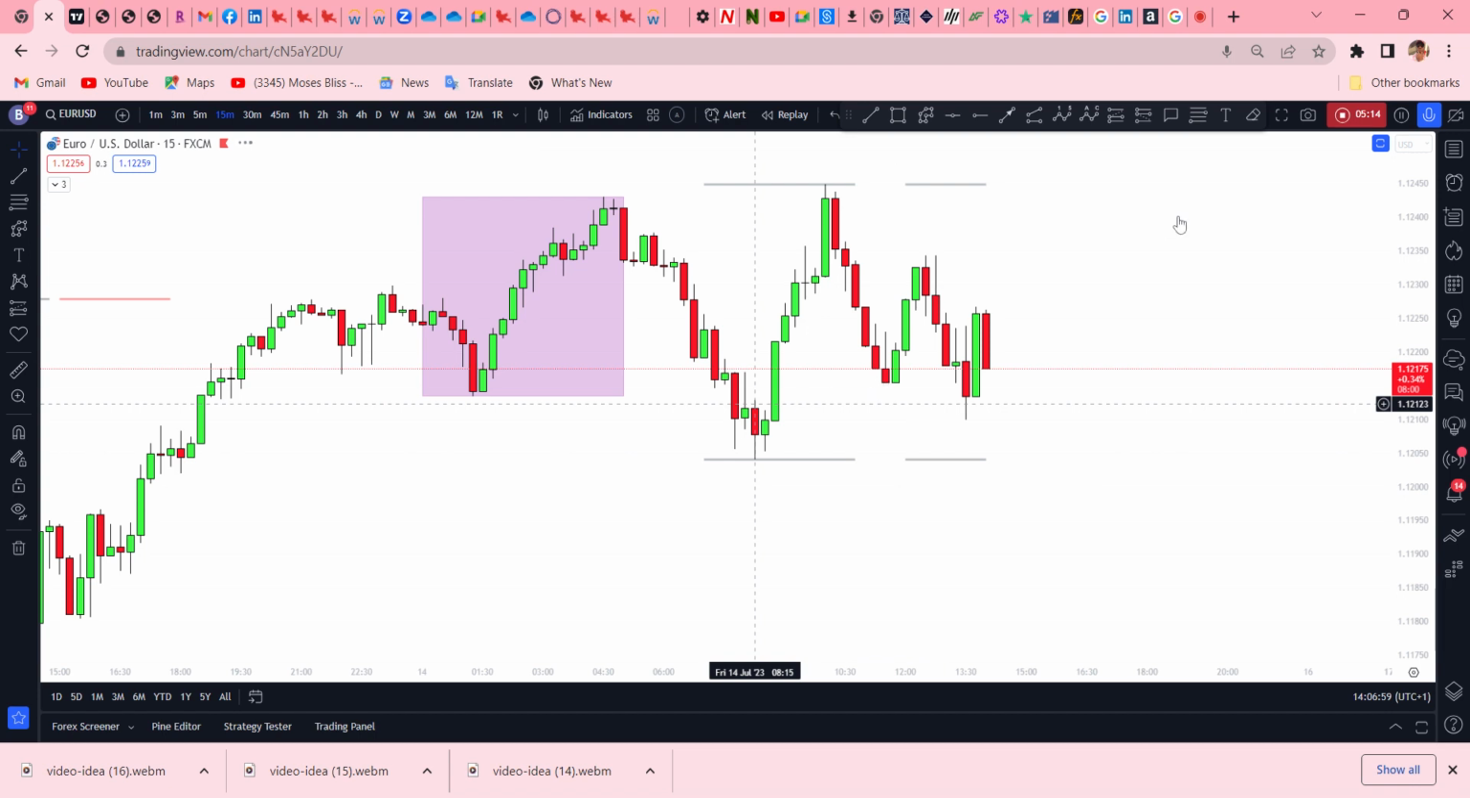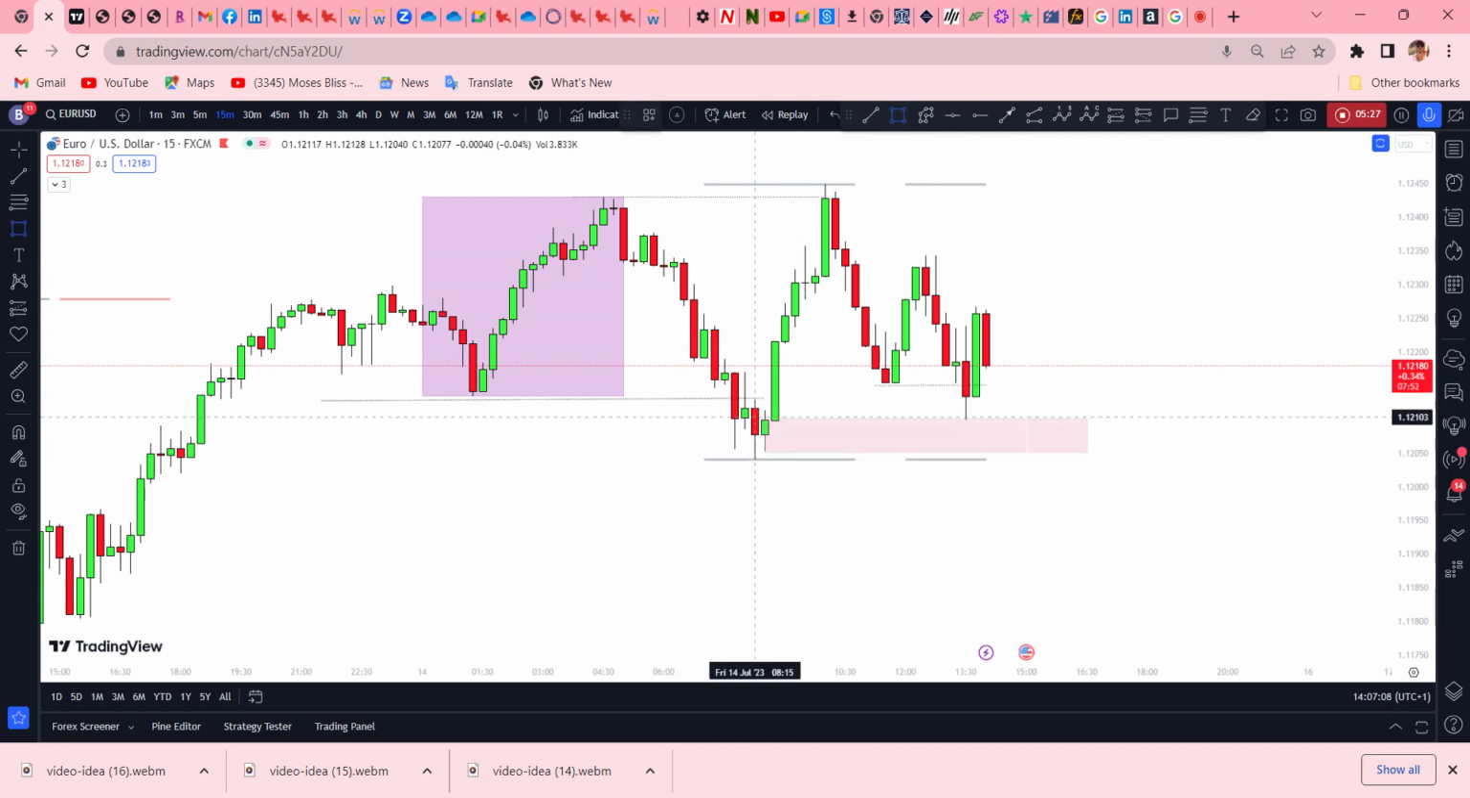EURUSD. I marked this as a demand I marked out on this. Yeah, okay, it's already here. Okay, so now I didn't enter off this point, but I left this as liquidity, and it took it out. So this is about 1 is to what?